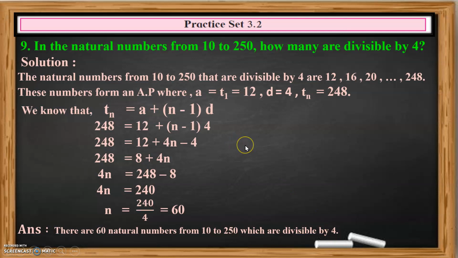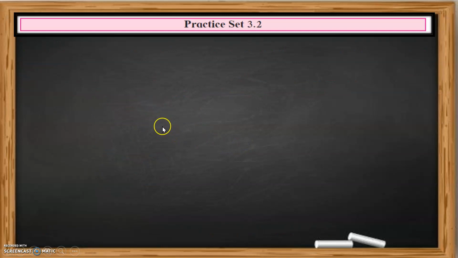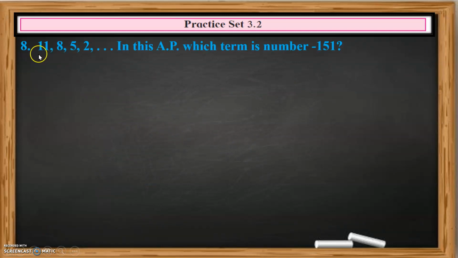We go to the next sum, that is the 8th question. 11, 8, 5 and so on. In this AP, which term is the number minus 151? That means in this question, see, it's a decreasing AP. Students, here it is decreasing. The numbers are in descending order. That means the numbers are going to decrease. So you have to find out which term, in which position, you will have the number minus 151. So let us first find A, D and then substitute and calculate. Again you have to calculate n here.